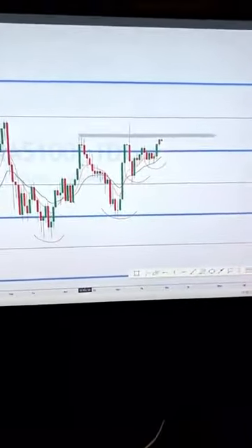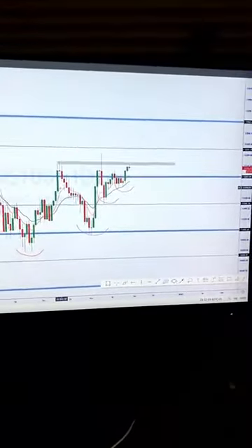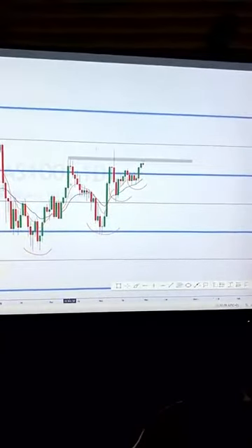Now, dropping down to a smaller time frame, we're trying to get the finer details. Remember that I need to show my face when I talk about this.